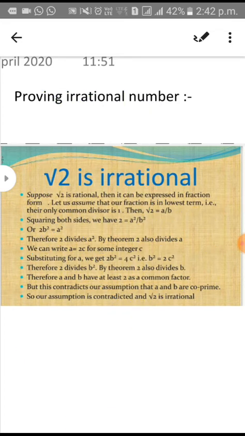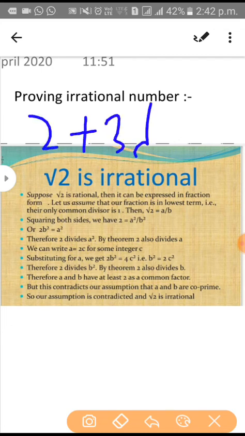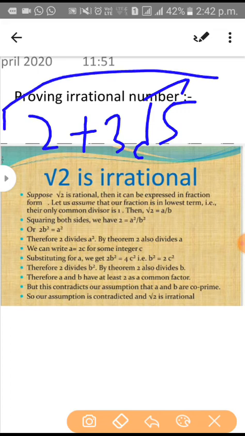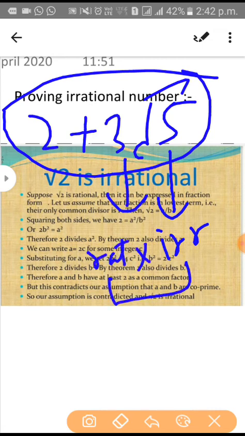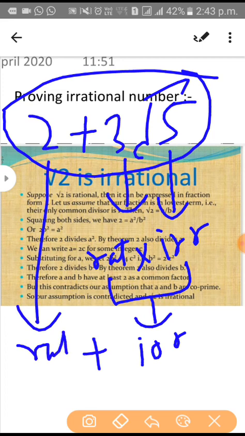One more thing, let us say our question is prove that 2 plus 3 root 5 is irrational. What will we do? We will take root 5 and prove it irrational, right? Now 3 is rational. Rational multiplied by irrational is always irrational. We know that. This plus sign, and this 2 is rational, and rational plus irrational is always irrational. So this is how we have to deal with these types of problems. Okay?